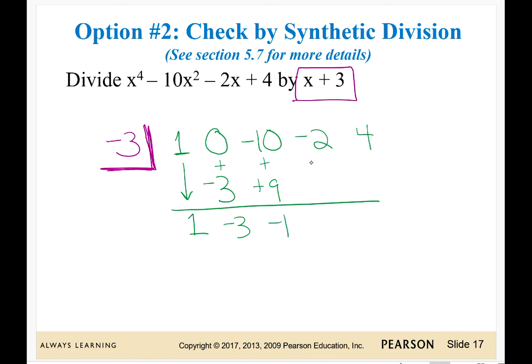Negative 3 times negative 1 would give you positive 3. And then you're going to add those two together. And then negative 3 times positive 1 is negative 3. And then you're going to add those two together, and that gives you 1.